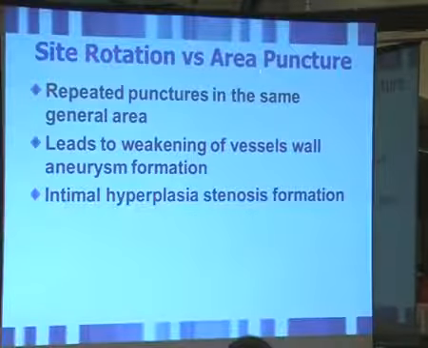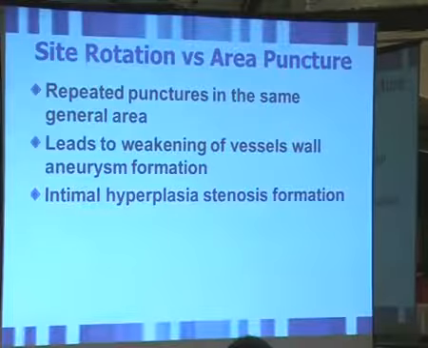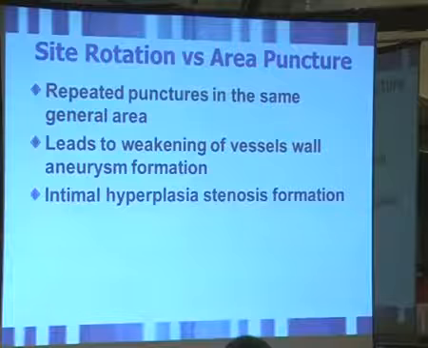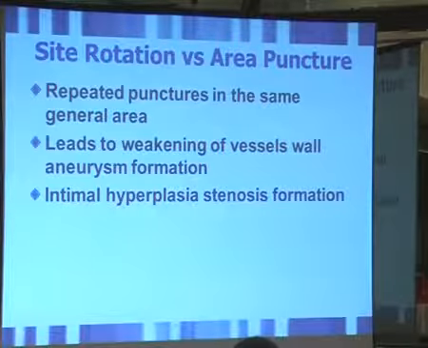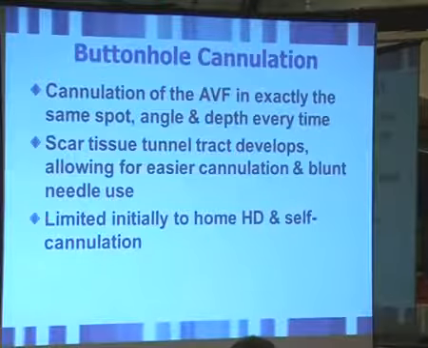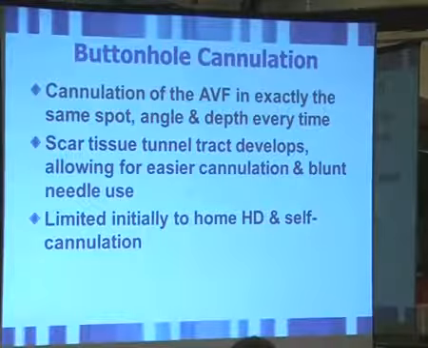So this is what we call the area puncture technique. With more proximal fistulas, with bad vascular segmentation, we invariably do area puncture techniques. And this basically leads on to aneurysm and stenosis. So what alternative we have is a buttonhole technique or a buttonhole cannulation.